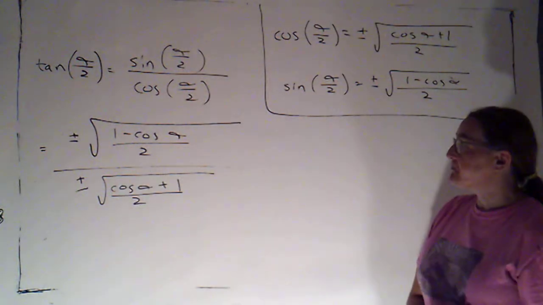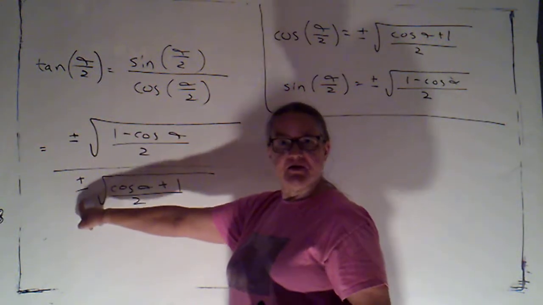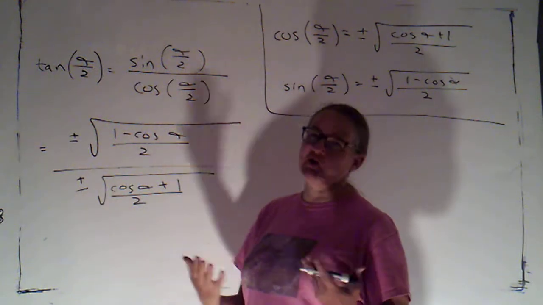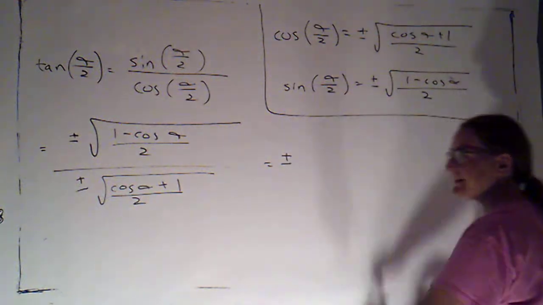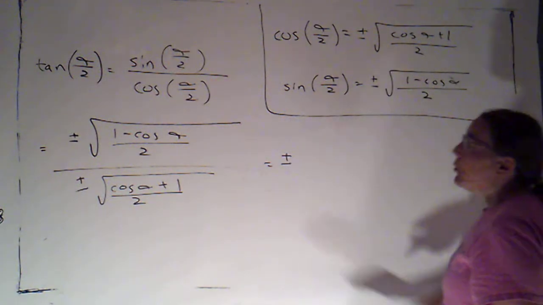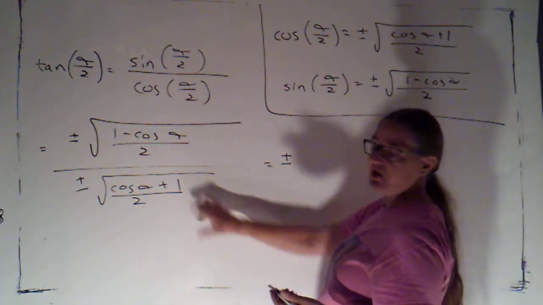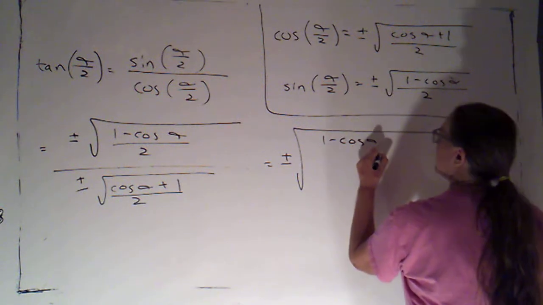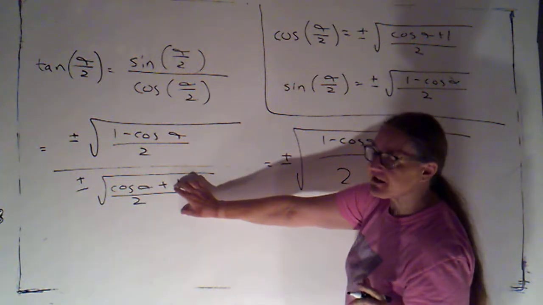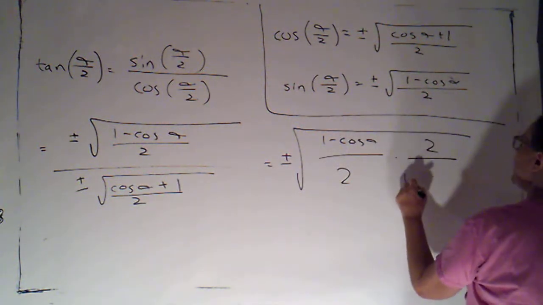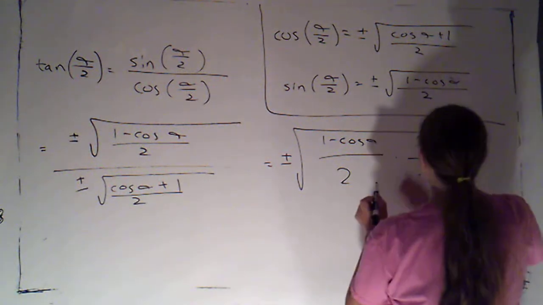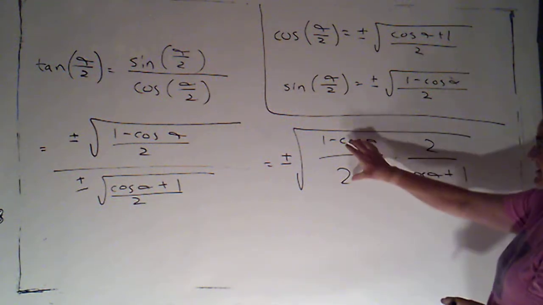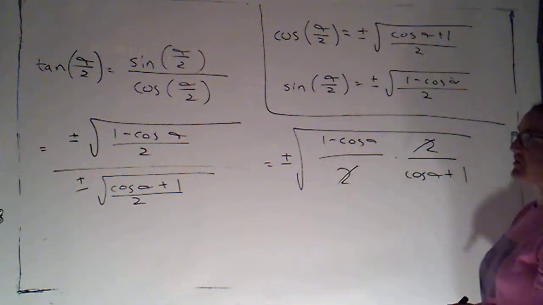Now, a couple of things to note here. First of all, plus or minus over plus or minus, there are really only 2 possibilities. It's either going to be plus or minus. So I don't need to write 2 plus or minus signs. I can just say it's going to be plus or minus this fraction. And square roots do distribute over division. So I can say this is one big square root of 1 minus cosine alpha over 2 divided by this fraction, which would mean multiplied by 2 over cosine alpha plus 1. I put it all under one root, and then it was just the top fraction divided by the bottom. Notice those 2's are going to cancel.